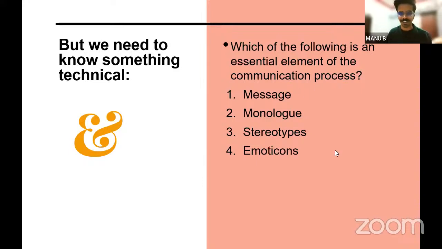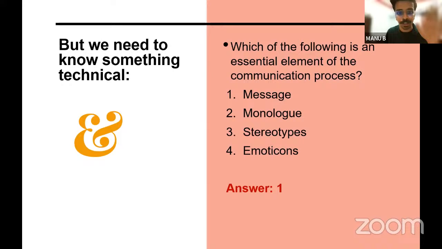That is obviously, it's not stereotypes, it's not emoticons, it's not monologue, but it is the message that is very important. I don't think you need an explanation for this, because a monologue doesn't make a complete communication. We need feedback. Stereotypes don't make proper communication, not an essential element even. The question asks for the essential element in communication, not even emoticons. In formal communication, we don't even use emoticons. So it is the message that is primarily important in every kind of communication. So the essential element of a communication process is the message. Shall we move on to the next question?